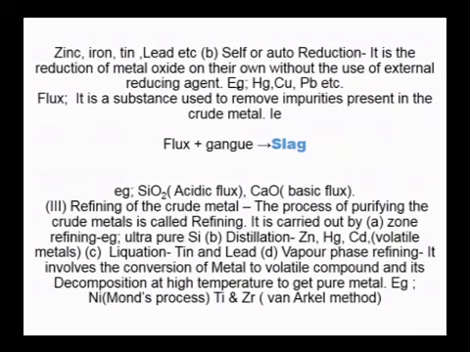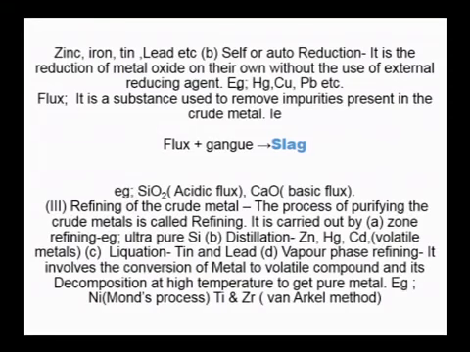The next one is flux. It is a substance used to remove impurities present in the crude metal. Generally, it is used in the smelting process. That is, flux plus gangue gives a slag, meaning flux combines with the impurities, acidic or basic impurities present in the molten metal, giving an easily fusible mass called slag.